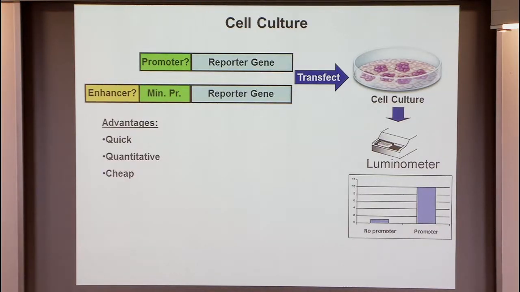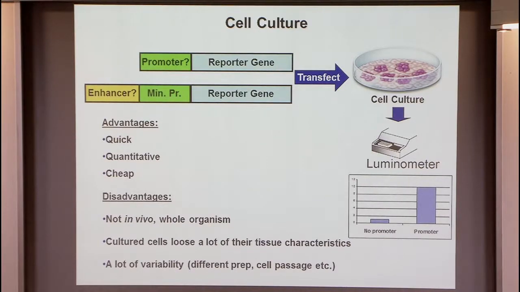Okay, so the advantage of cell culture is that it's quick, it's easy, it's cheap, and it's quantitative. With luciferase, you really get a quantitative readout of how strong that enhancer or that promoter is. The disadvantage is it's not in vivo, it's not the whole organism. Differentiated cells or established cell lines are not really, a liver is not really a HepG2 cell and so forth, so it could be quite different. Cultured cells tend to lose their tissue characteristics, and there's a lot of variability that we see with this.